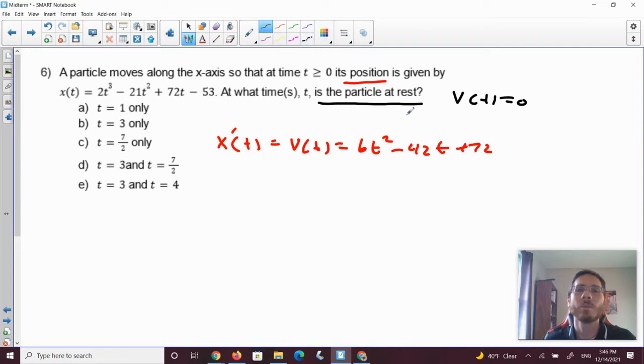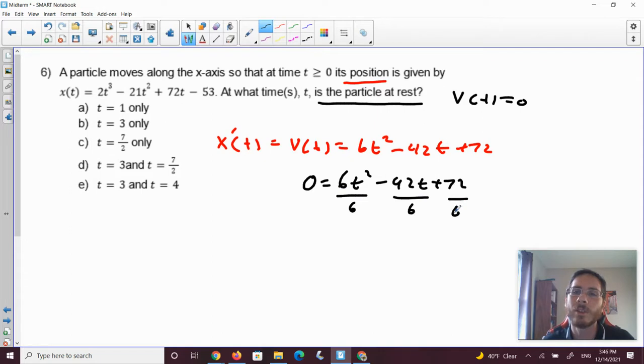Now, again, since we want to be at rest, we need to set this equal to 0. So 0 equals 6t squared minus 42t plus 72. And this was pretty creative. They actually made you divide everything by 6 in order to solve this somewhat efficiently by hand. Again, you could do it without dividing everything by 6, but I like that they put this in here. That was a pretty interesting idea.